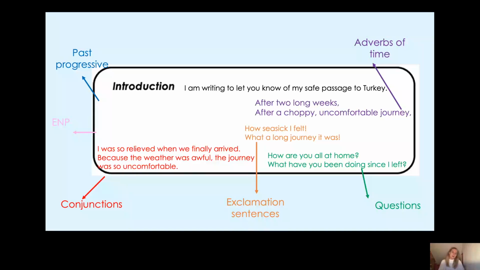Okay, now expanded noun phrases. Well, I'm going to be describing the journey, aren't I? Well, I know the waves were pretty awful and the weather was pretty awful and the boat was really uncomfortable. So what expanded noun phrases could I come up with? Remember, I need a determiner, 2 adjectives separated by a comma, and a noun. Oh, here we go. A choppy, uncomfortable journey. So I've used that with my adverb of time, haven't I? So I thought I'd take it over to my expanded noun phrases.